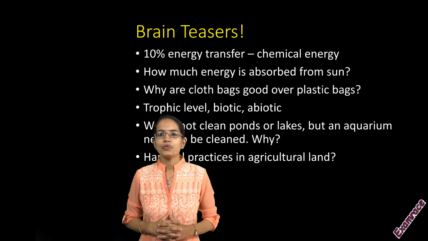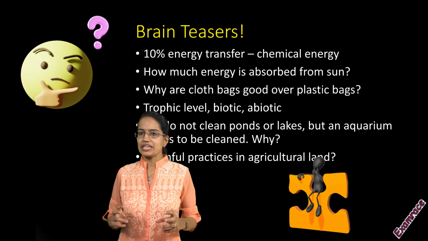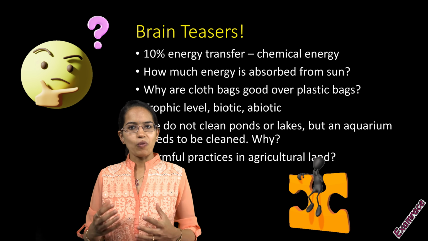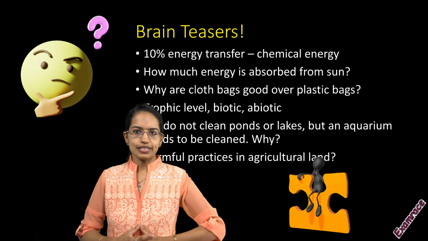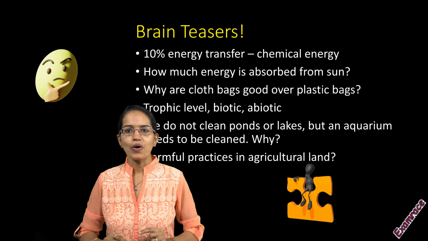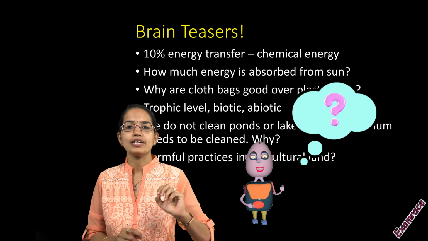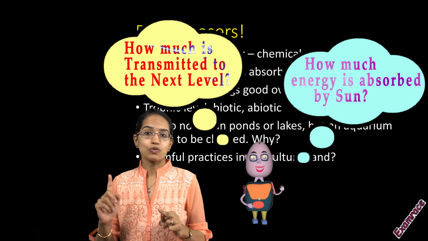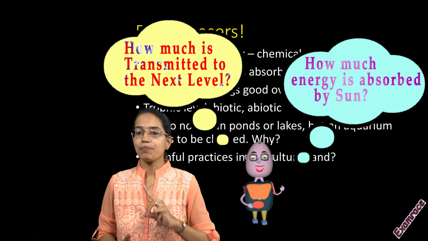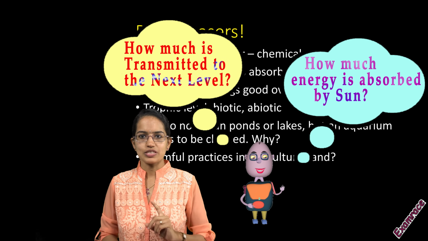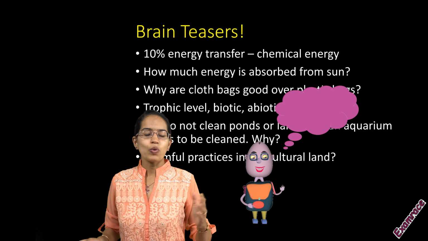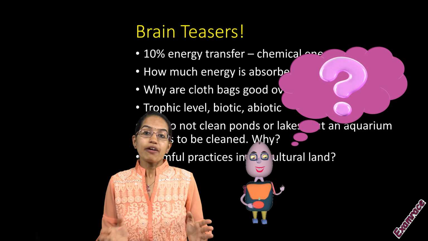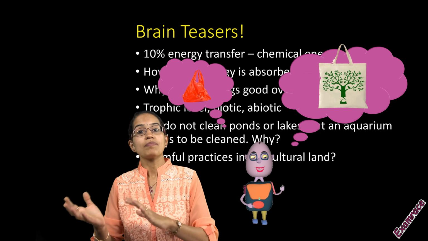Now coming on to the brain teasers, we have some very interesting questions here for you. If you are able to answer these, you are all set with the chapter. Else let's proceed. One of the important questions that I would like to point out is how much energy is being absorbed from the sun and how much is transmitted to the next level. This is a very important confusion that most students usually face. Another question is, in what case would you prefer a cotton bag rather than a plastic bag?